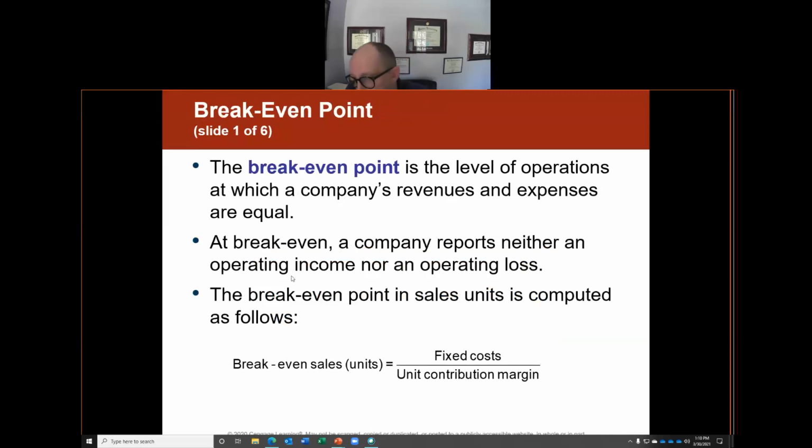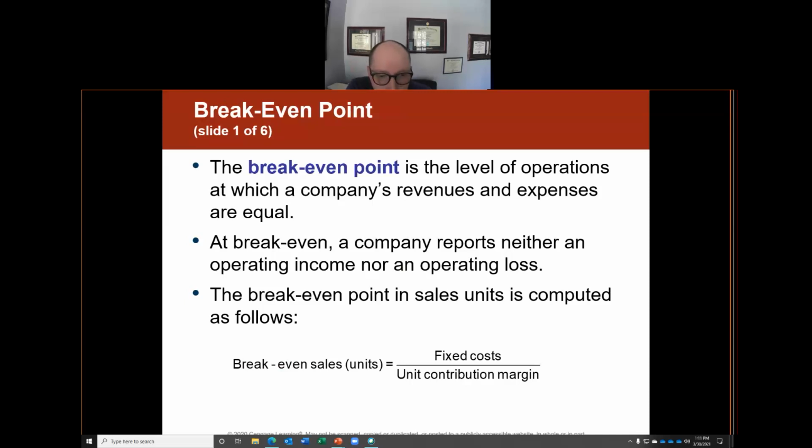How do we find the break even? The break even point tells us how much of something or how much I need to make in order to cover all of my expenses. This is the most critical formula in business. Why? Because it tells us how much I need to sell in order to cover all my expenses, so I don't lose money.